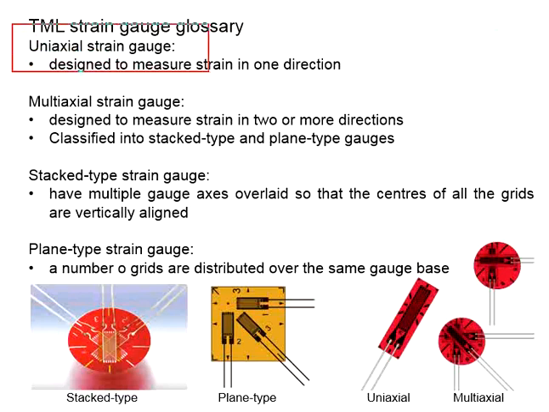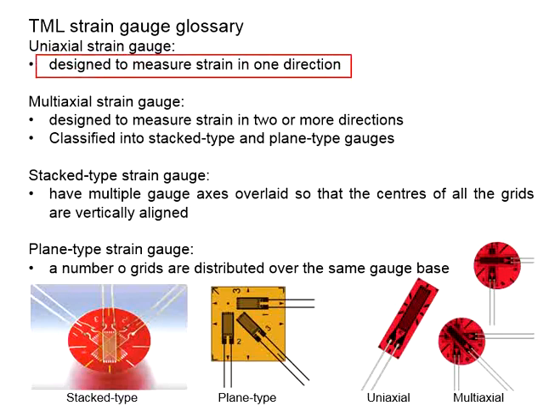We have uni-axial strain gauges and multi-axial strain gauges. This is a typical uni-axial strain gauge. It is designed to measure strain in one direction. This will be the direction that the strain gauge is measuring.